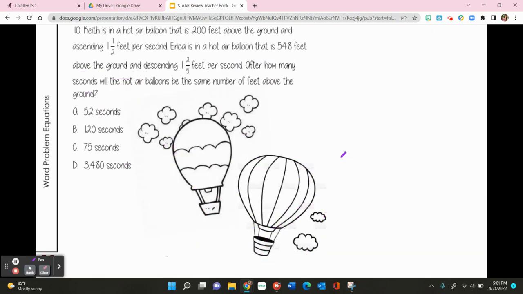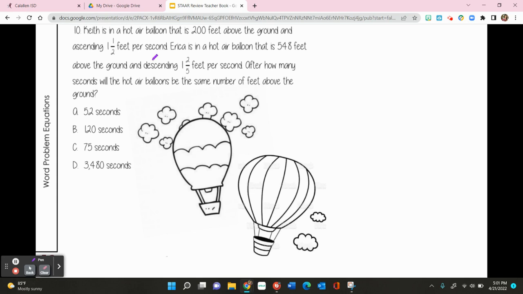So let's look at our last problem, and it says Keith is in a hot air balloon that is 200 feet above the ground and is ascending 1.5 feet per second. Erica is in a hot air balloon that is 548 feet above the ground and descending 1 2/5 feet per second. After how many seconds will the hot air balloons be the same number of feet above the ground?